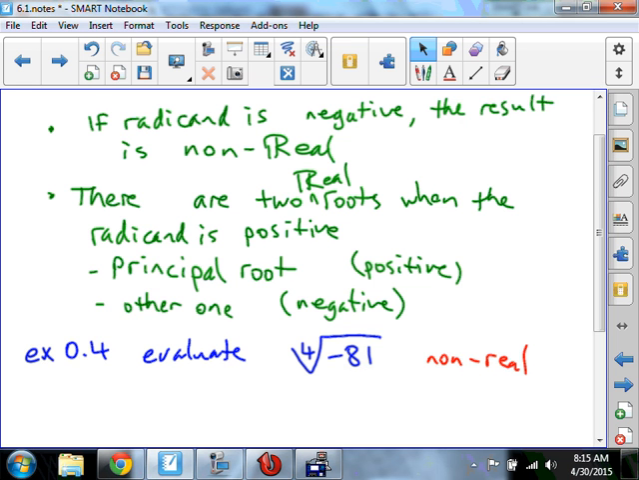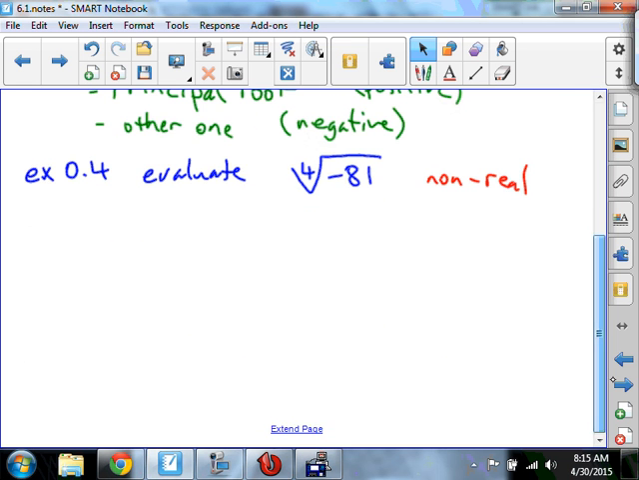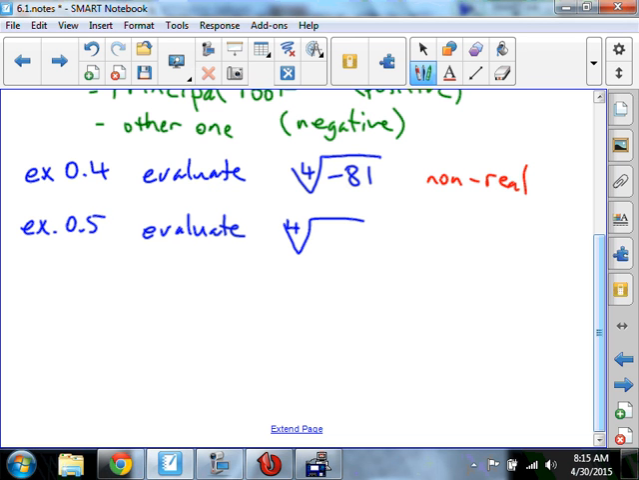All right? So let's juxtapose that with another one, one just like it, but a little different. Example 0.5. Evaluate the fourth root of positive 81.